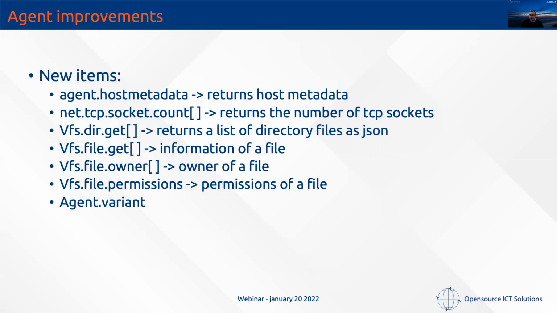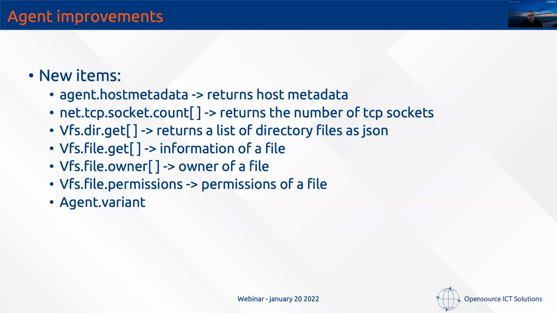So a new item key was included, agent.host metadata, which is just giving back the host metadata. Another one, which I personally really like, net.tcp.socket.count. And within the parameters, you can specify which port or which socket, etc. And it's just telling you the number of TCP sockets. And I think this is a nice improvement.